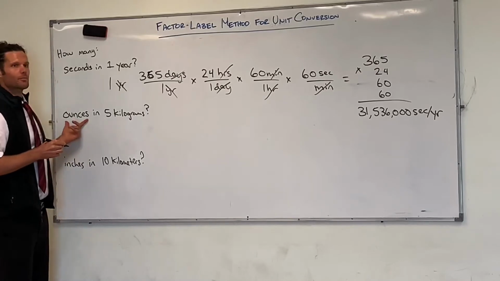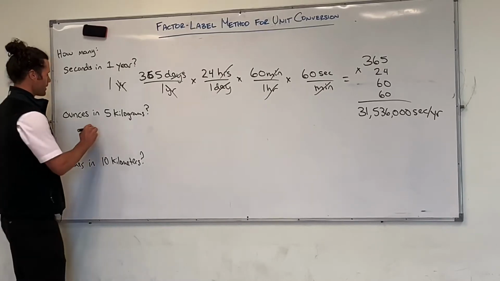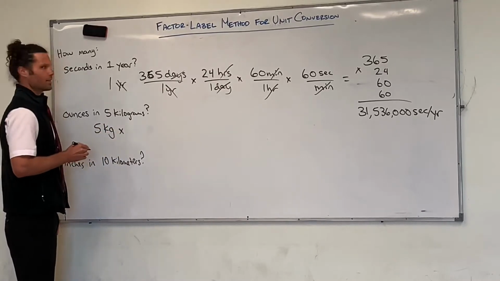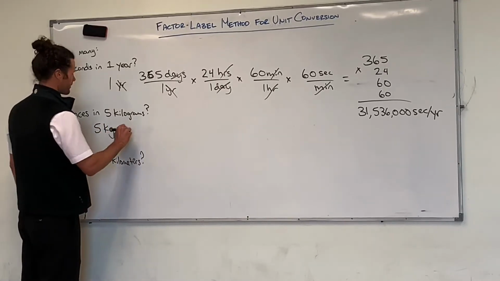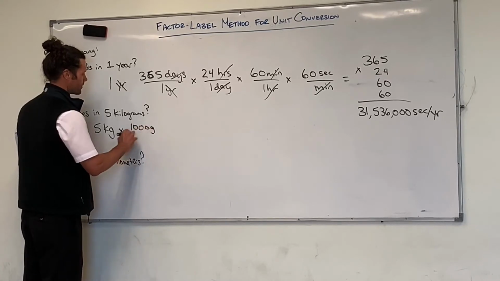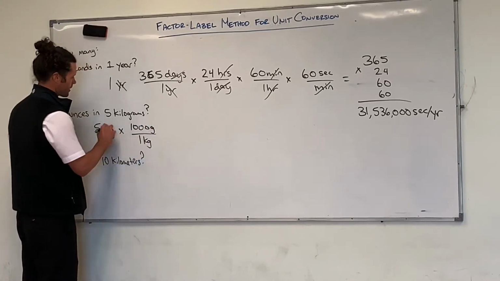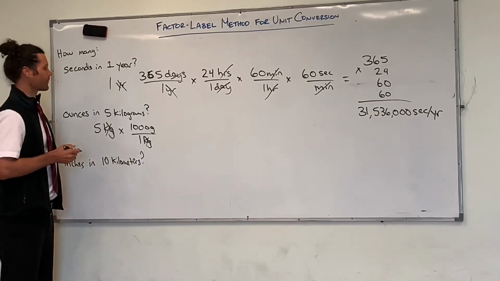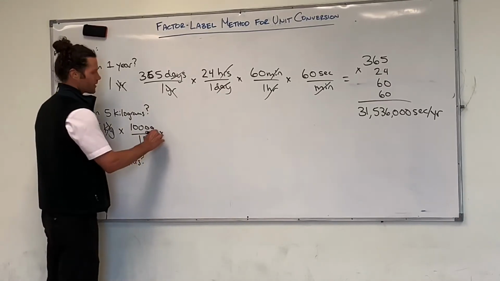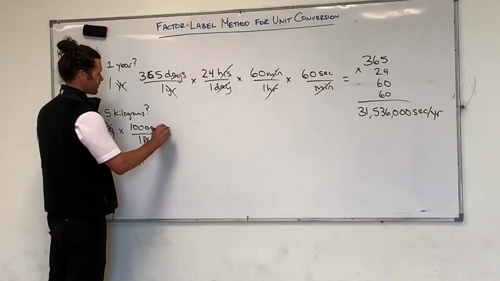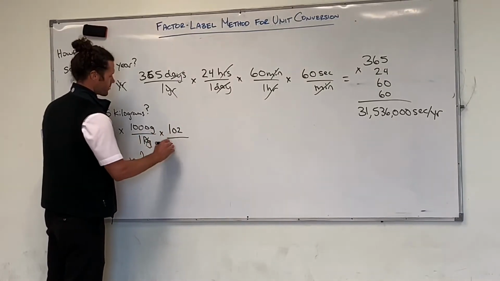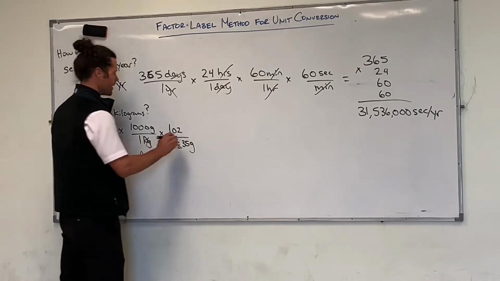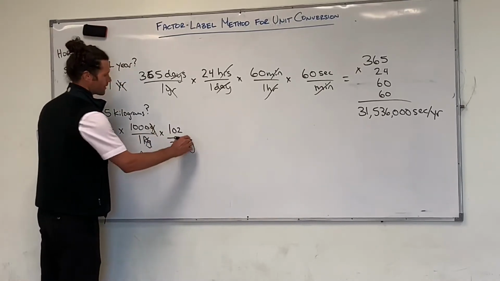Let's work another example, ounces per 5 kilograms. We're starting out with 5 kg, and then we know we can move that down to the grams level, so we've got 1,000 grams per 1 kg. And we can get rid of our units there because it's on the top and the bottom and it cancels out. And we're going to move from there to 1 ounce is worth 28.35 grams. And so here's our desired unit. We cancel out our grams.